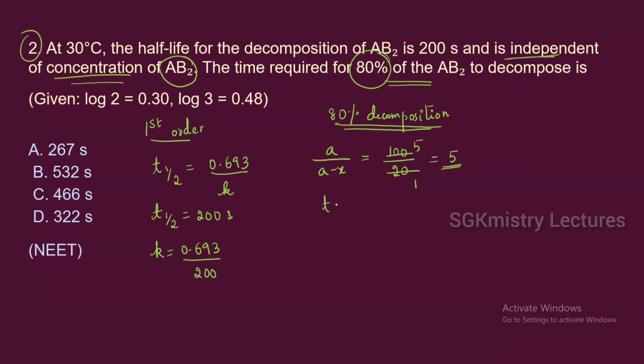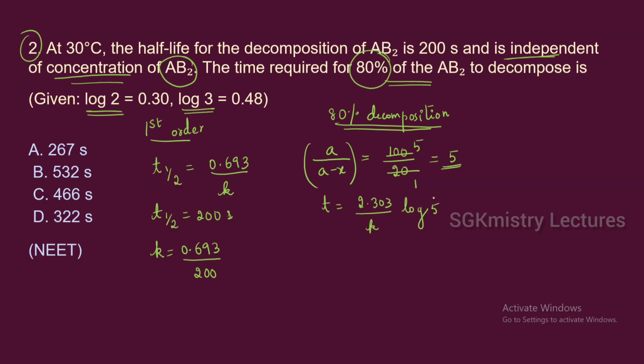So I have to write it as T is equal to 2.303 by K log of A by A minus X, which is nothing but, now it is 5. Now, here the given values are log 2 is 0.30 and log 3 is 0.48.